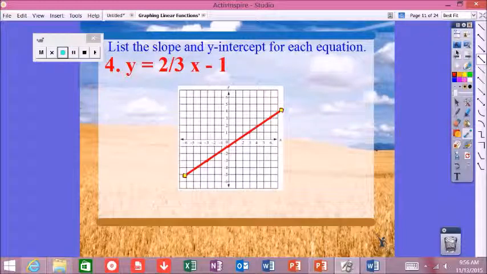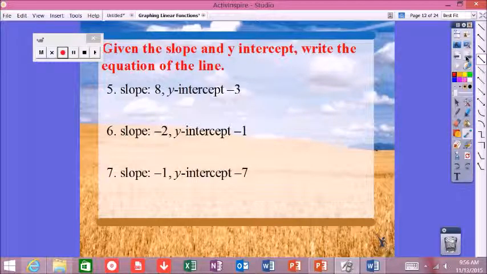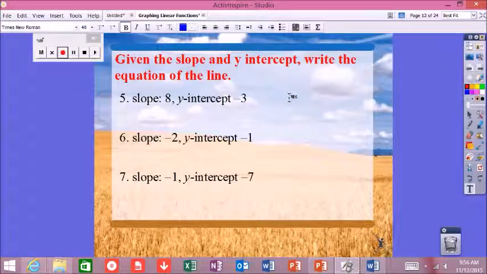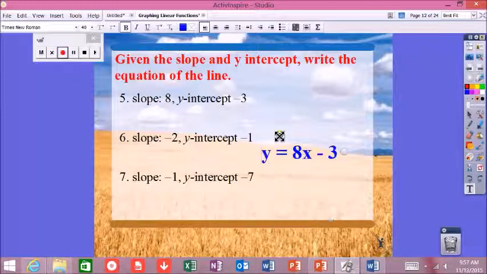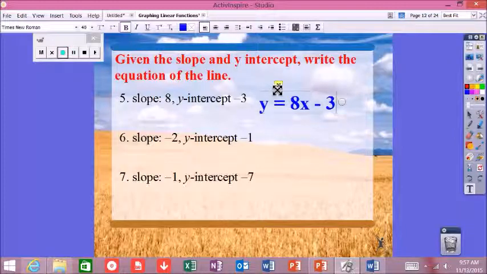In slope-intercept form, y equals mx plus b. So what if I give you the slope and the y-intercept? Can you write an equation in slope-intercept form? Again, this is y equals. I'm going to sneak down here to the bottom of my page, and I'm going to type in y equals 8x plus negative 3. Or remember, I don't like double signs, so instead of writing plus negative 3, I'll just write minus 3.